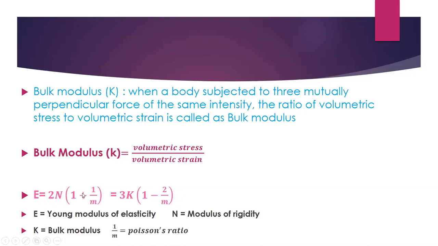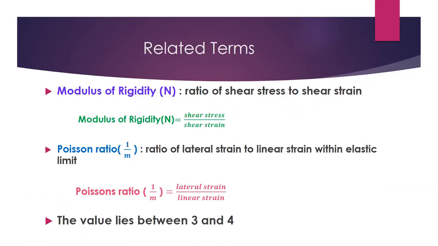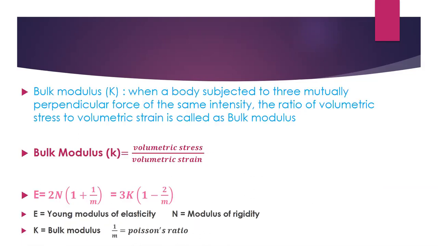E is equal to 2N into 1 plus 1 by m, or equal to 3K into 1 minus 2 by m. So E is the Young modulus of elasticity, N is the modulus of rigidity, 1 by m is the Poisson ratio, and K is the bulk modulus. It is a relation including the Young modulus, modulus of rigidity, bulk modulus, and Poisson ratio. Okay, E is equal to 2N into 1 plus 1 by m, equal to 3K into 1 minus 2 by m. Okay, this is a topic in stress and strain.